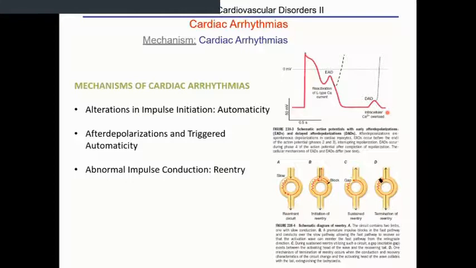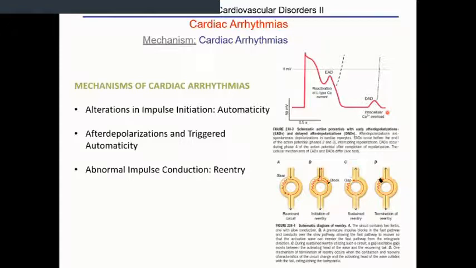So drugs that block the influx of calcium, such as calcium channel blockers and beta blockers, and drugs that decrease the sodium current, such as lidocaine and phenytoin, suppress the occurrence of delayed afterdepolarizations, whereas rapid heart rates augment delayed afterdepolarizations.